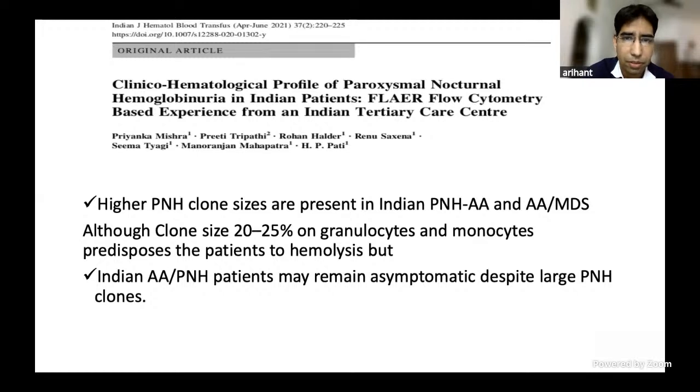says that even in the Indian subgroup, as we all know, aplastic anemia is more common in the Asian Indian population as compared to the Western population. And here they reported a higher PNH clone size as compared to what is typically seen in the Western PNH-AA overlap cases. They also suggested that Indian aplastic anemia PNH patients may remain asymptomatic despite large PNH clones with respect to hemolysis and thrombosis.